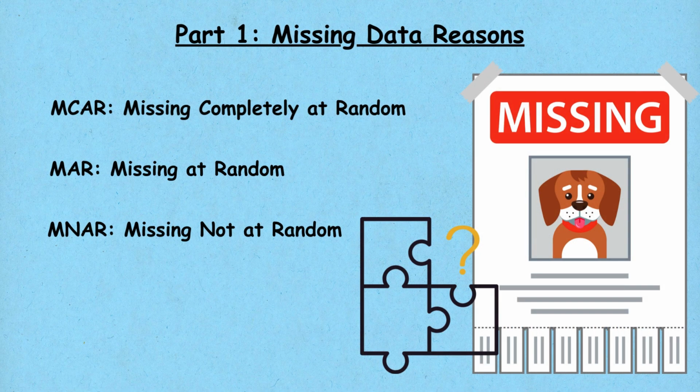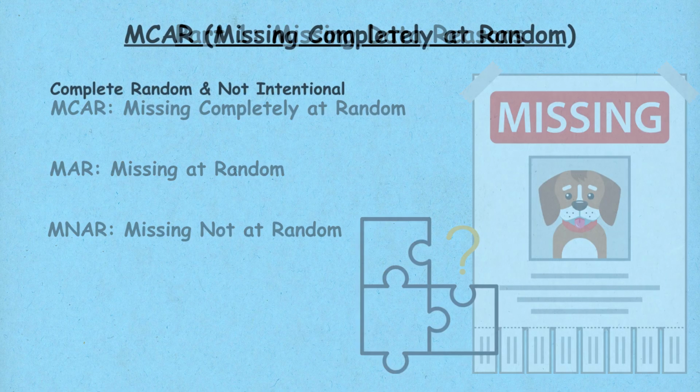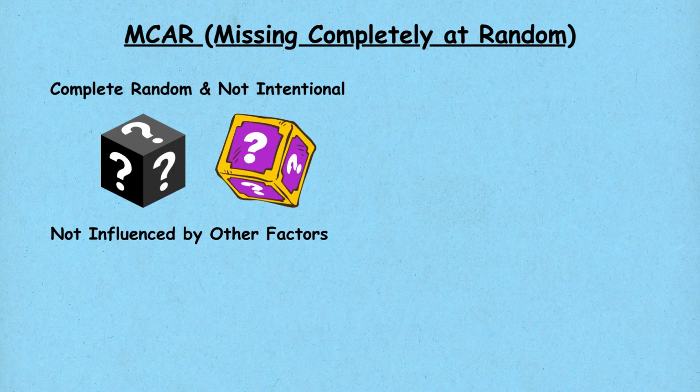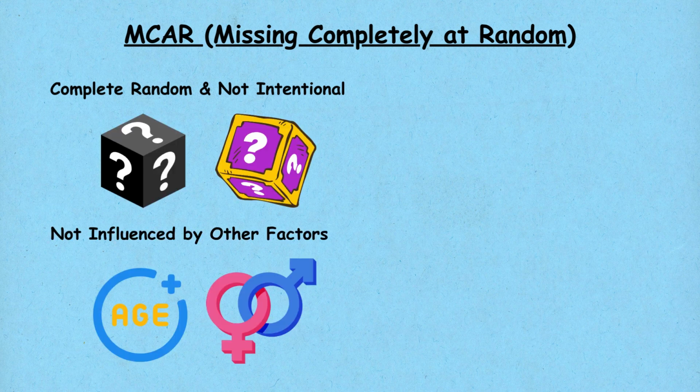Missing data can happen for various reasons, such as missing completely at random, missing at random, and missing not at random. We should understand each of these before fixing missing data to make reliable conclusions and trends. Missing completely at random means that the missing data occurs purely randomly, without being influenced by any other variables in the dataset, such as age or gender.